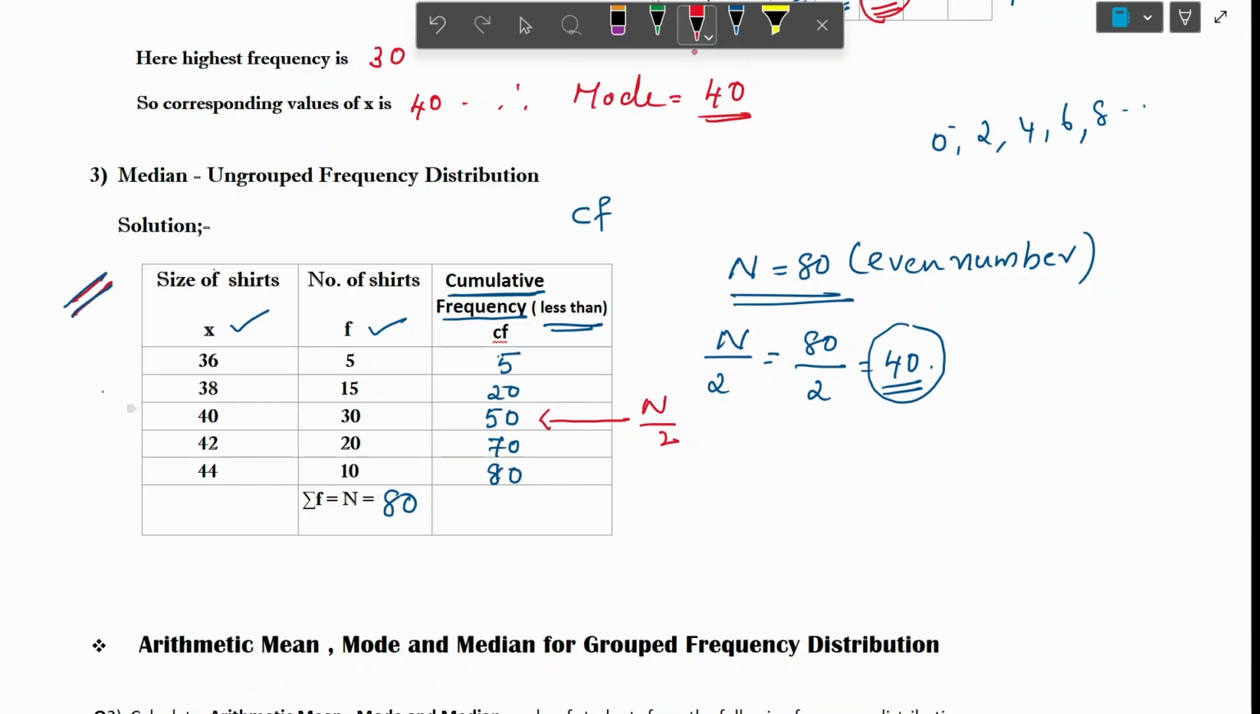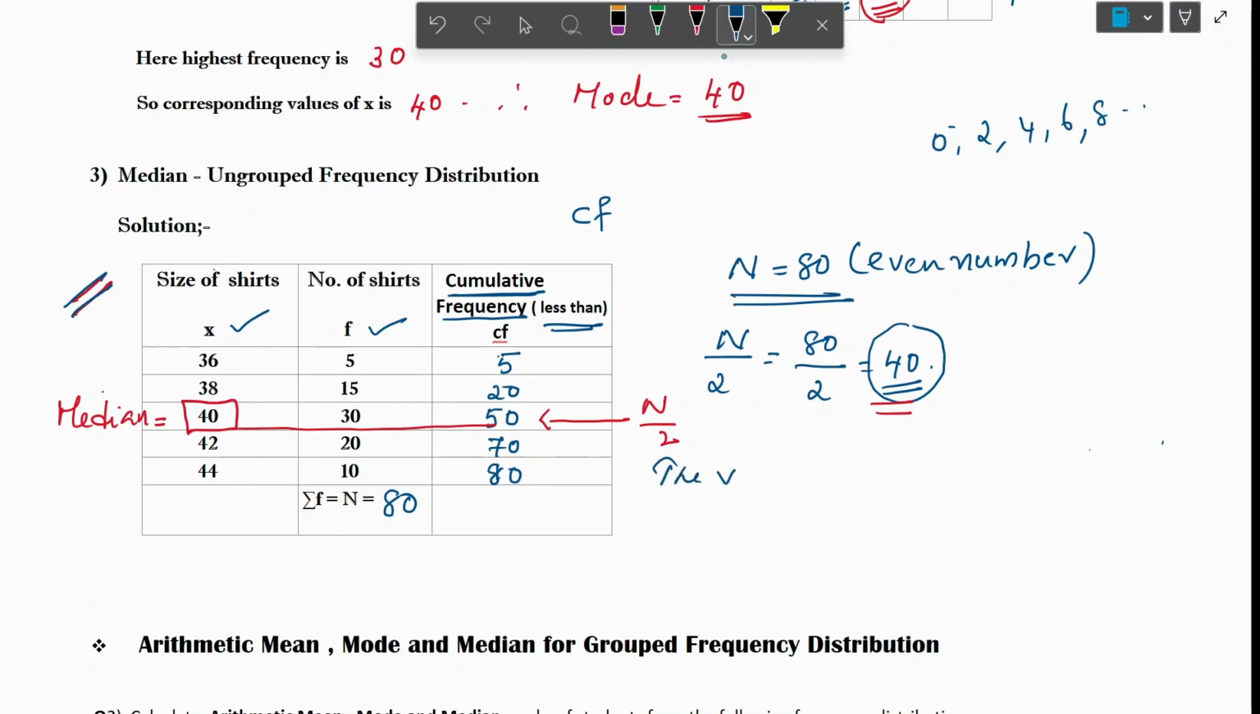Now how are you going to locate the median? Corresponding to this cumulative frequency, what is your X? That is 40, right? Look at the same line which I am marking. Therefore, corresponding to cumulative frequency 50, where your N by 2 lies, your X value is 40. This is called your median. After this, we locate it by observing the table.